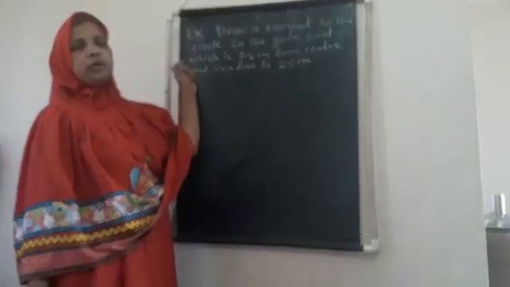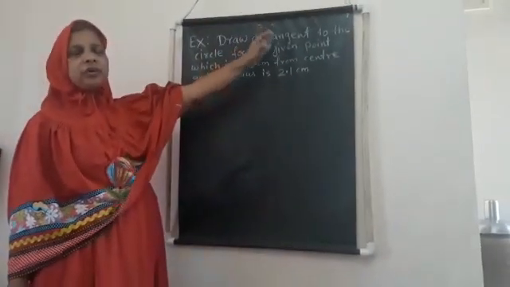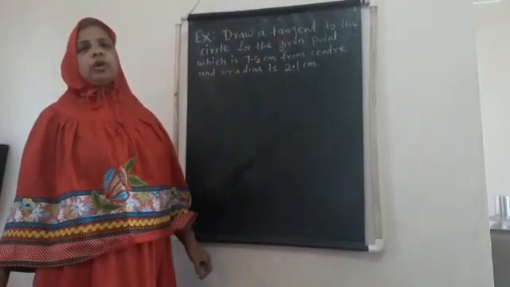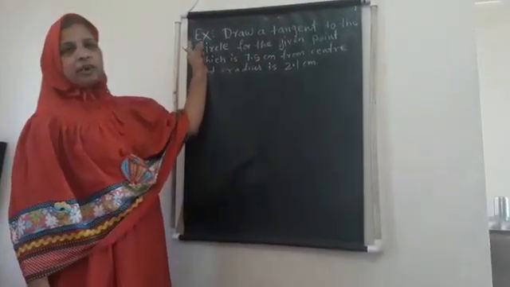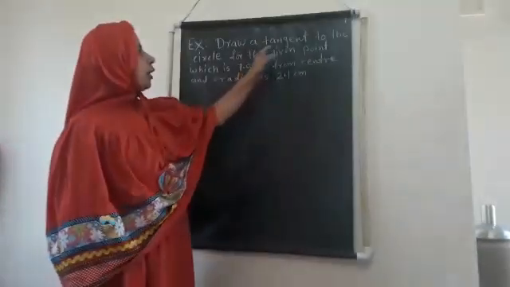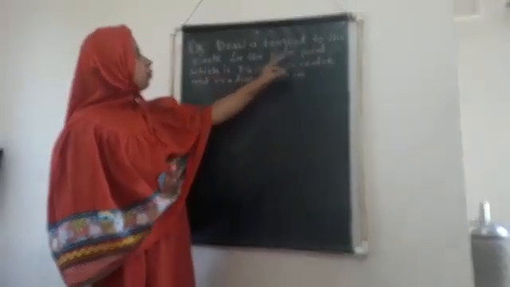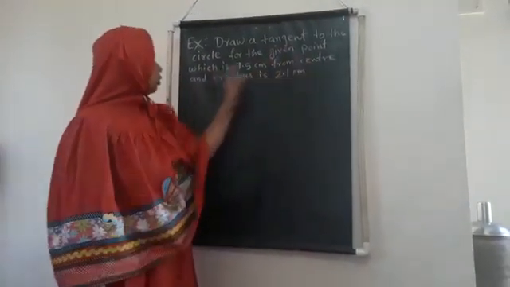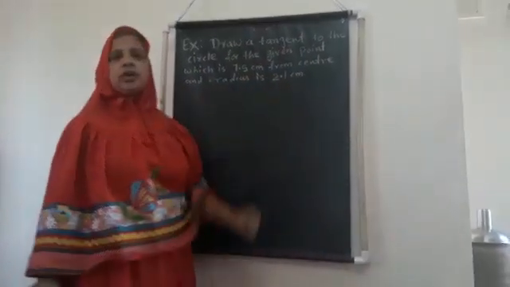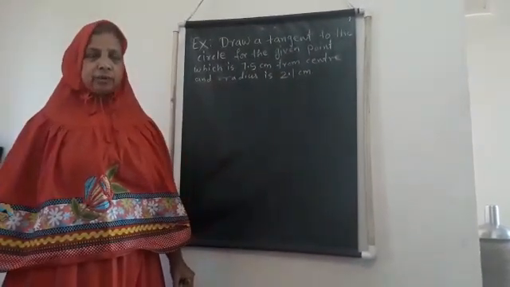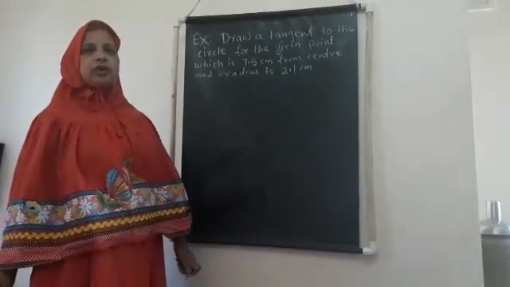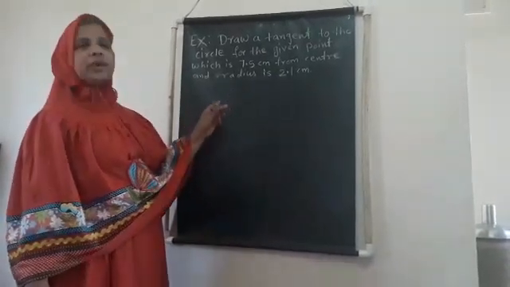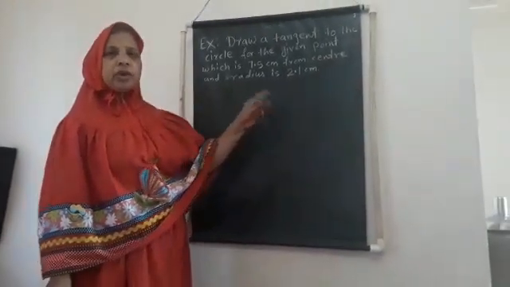Now the next steps of construction I am going to show you. For this, first write down the example. Draw a tangent to the circle for the given point which is 7.5 centimeter from center and radius of circle is 2.1 centimeter. In this construction, our given point is outside the circle, which does not lie on the circle.